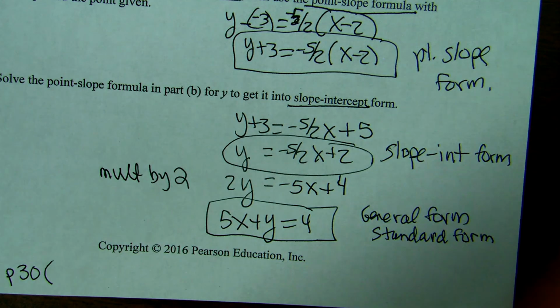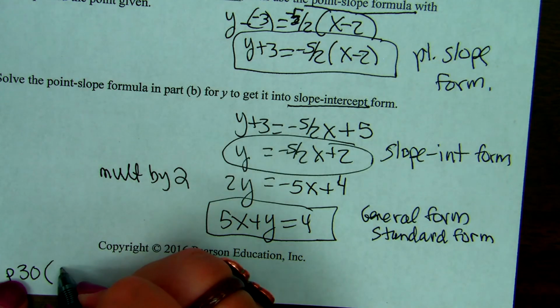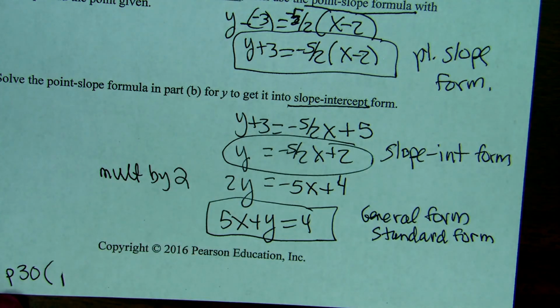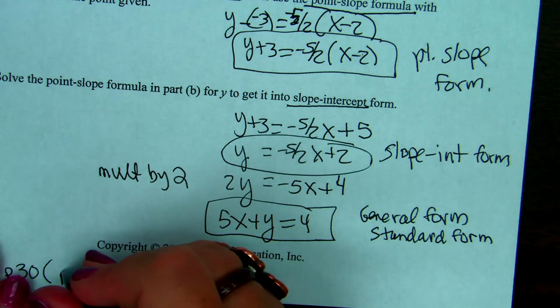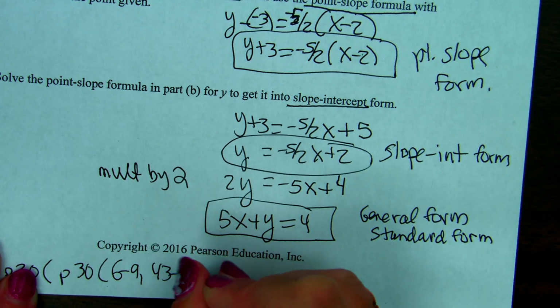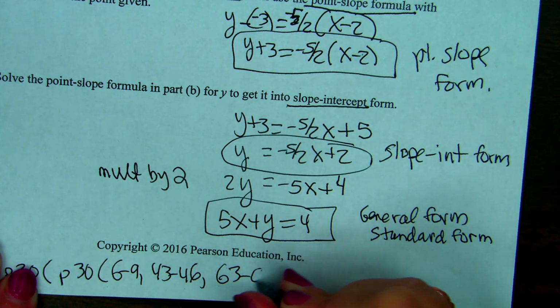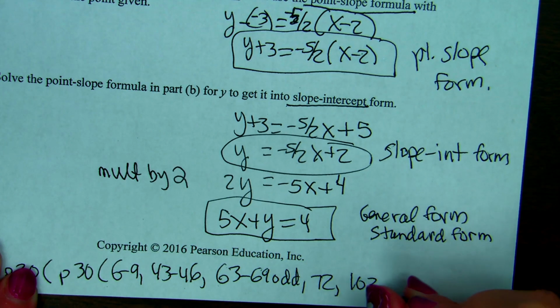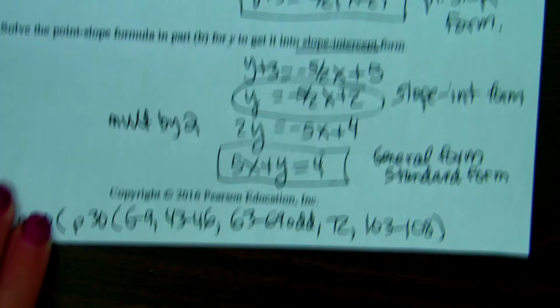So your assignment tonight, do by Wednesday. And there's a quiz on Wednesday, so I'd suggest that you do it. Page 30, 6 to 9, 43 to 46, 63 to 69 odd, 72, 103 to 108.